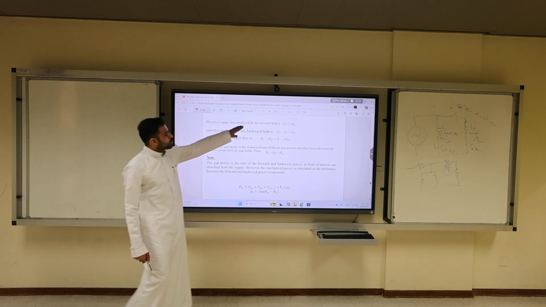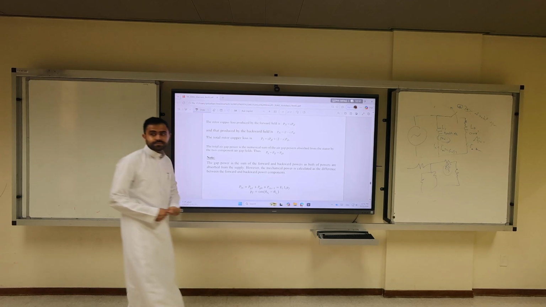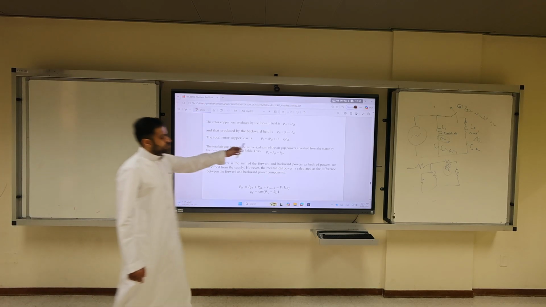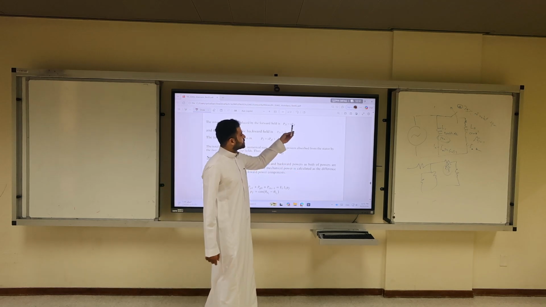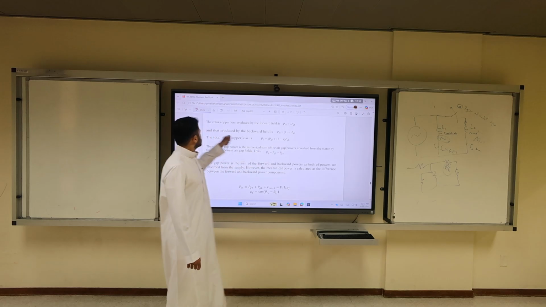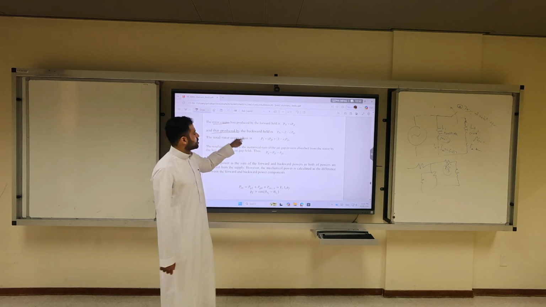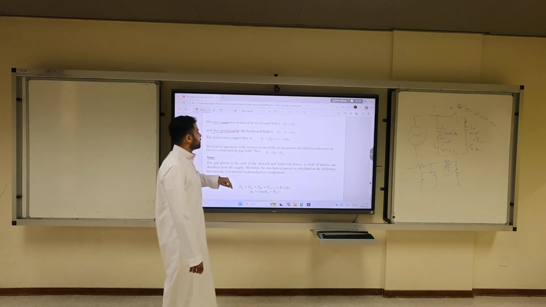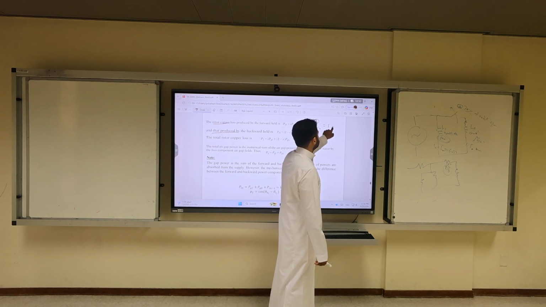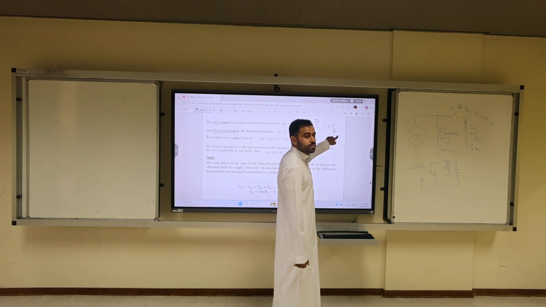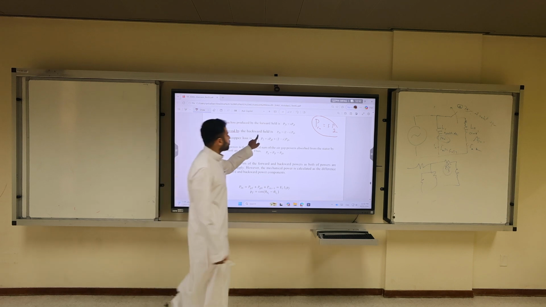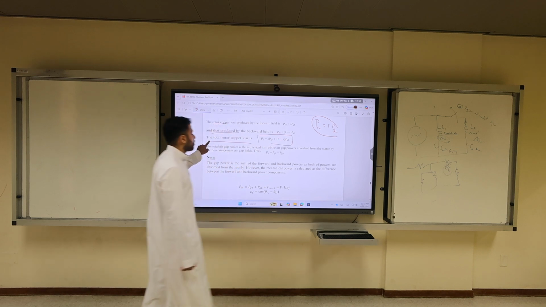The rotor copper loss produced by the forward field is SPGF, and the reverse is, what? 2 minus S. So this is the rotor copper losses. So it's also a function of the slip. Do you remember the copper loss is SPG? So this is a similar one. You apply it forward and backward, and then you add both of them to get all the rotor copper losses.